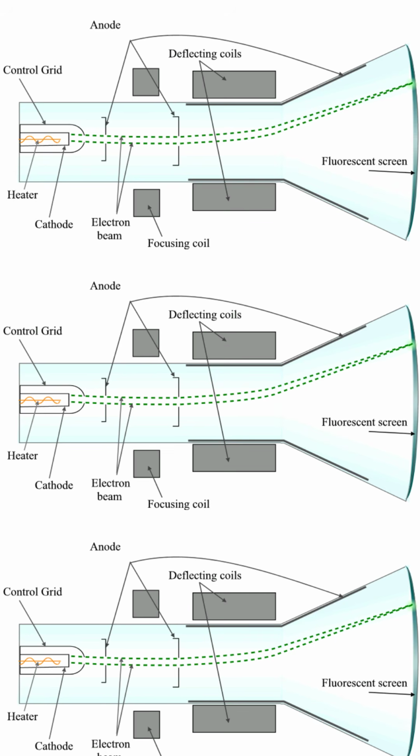To form a complete picture, the deflecting coils guide the beam in a rapid scanning pattern, drawing thousands of horizontal lines from top to bottom, while the control grid simultaneously varies the beam's intensity to create the bright and dark areas of the image. This entire process, known as a raster scan, repeats dozens of times per second, so fast that the human eye perceives the single moving dot of light as a stable, complete picture.